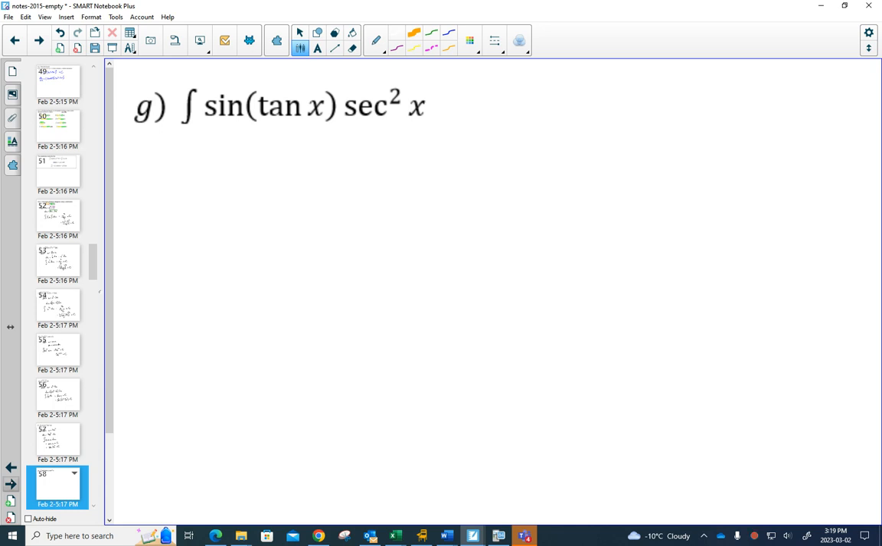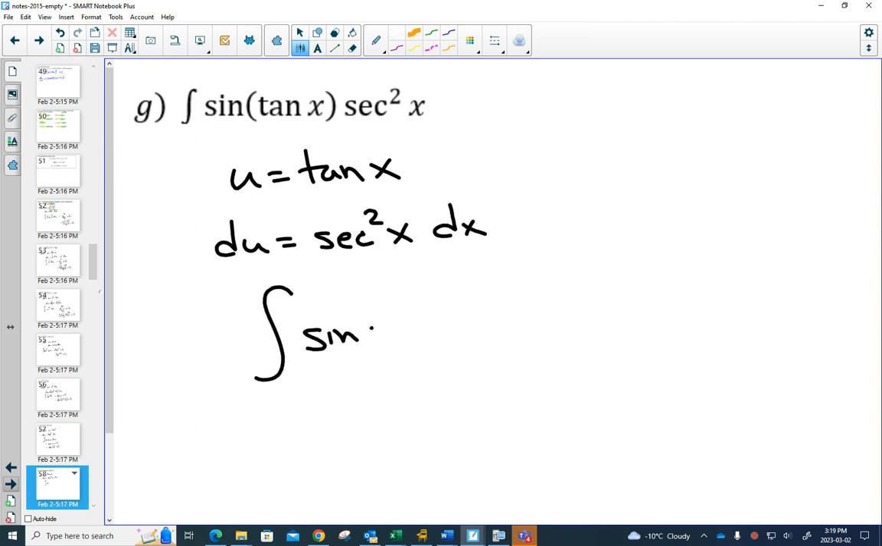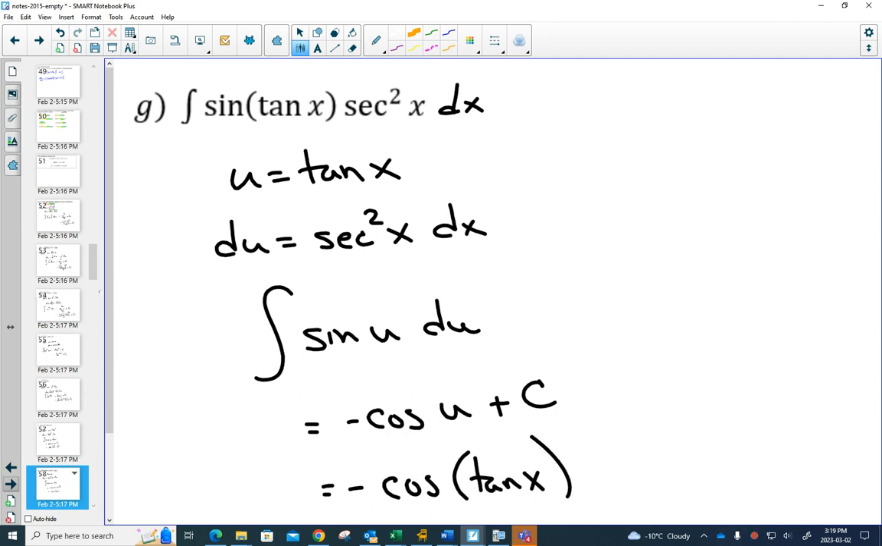Okay, for this one, oh, this is the one that was missing the dx up top. Did you get the negative? Worked.